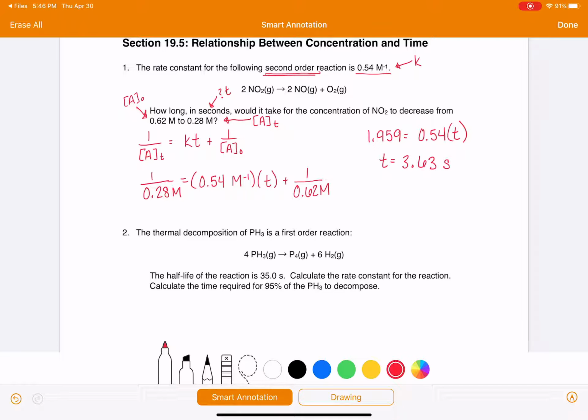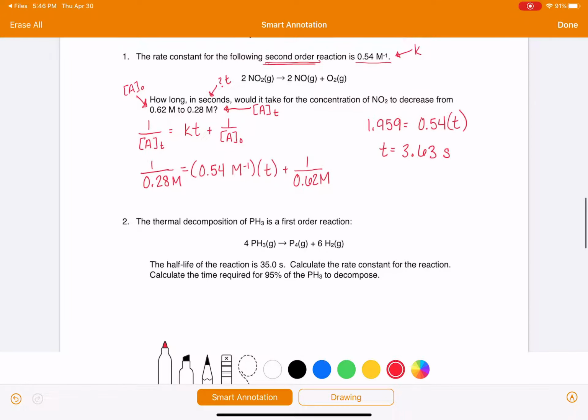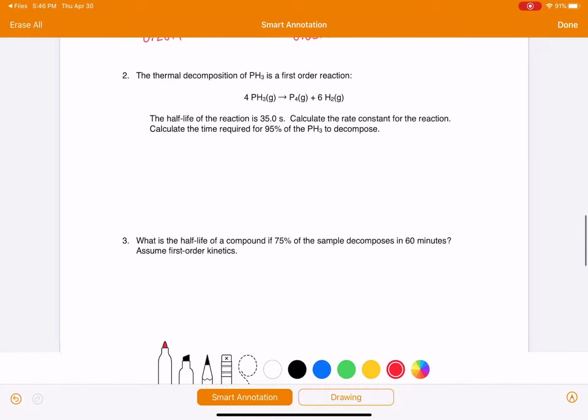3.63 seconds. So these problems are pretty straightforward if you're comfortable with some weird algebra, because a lot of times we're solving for stuff that's in the denominator or doing some natural log stuff. And as long as you know which equation to use and when it's time to use them, it really is as simple as plugging stuff in.